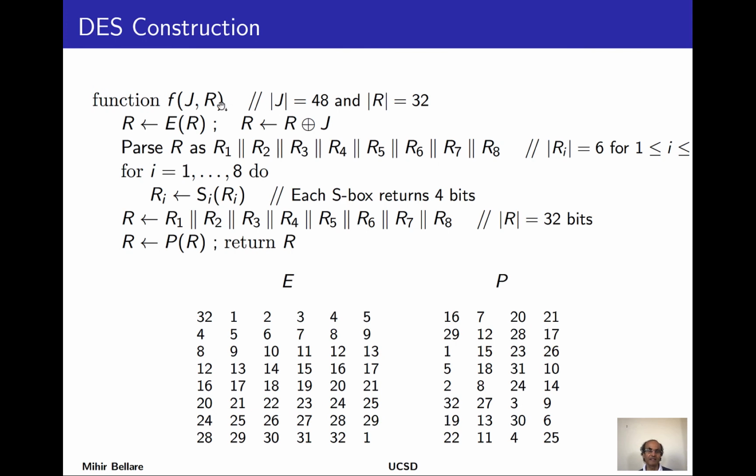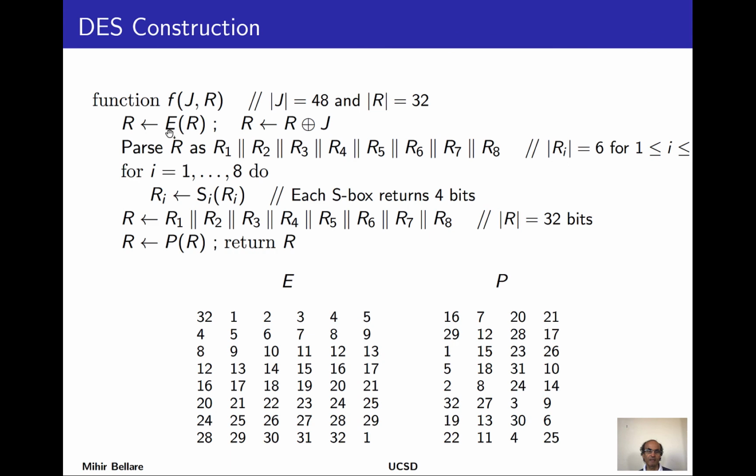Remember, it takes a 48-bit key. This is the sub-key corresponding to the round. It's called once in each round, 16 times total, each time with the corresponding sub-key. And it takes a 32-bit input, not 64, but only 32, the right half. And it needs to return another 32-bit right half. How does it do that?